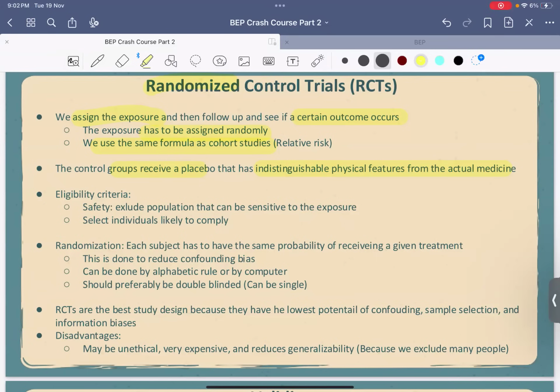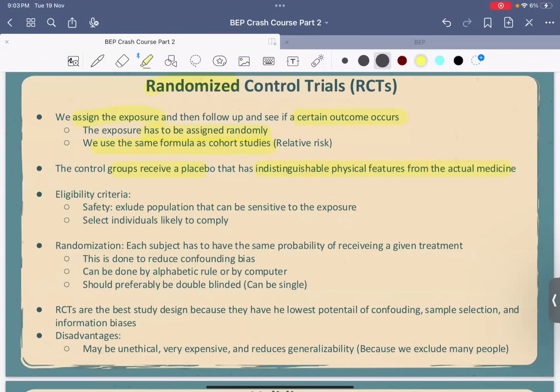Okay, so to do a randomized control trial, we need some criteria. The first thing is safety. We need to exclude anyone that may be harmed from this trial. So, for example, if I have a drug that may be contraindicated in pregnancy or teratogenic, definitely I have to exclude all the pregnant. Okay, and so on.